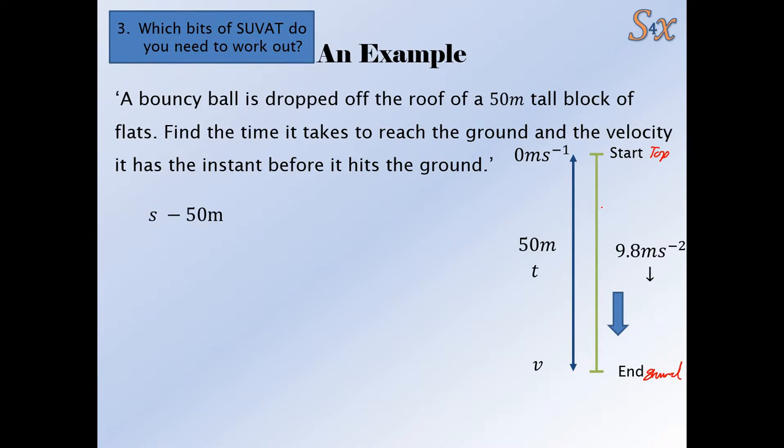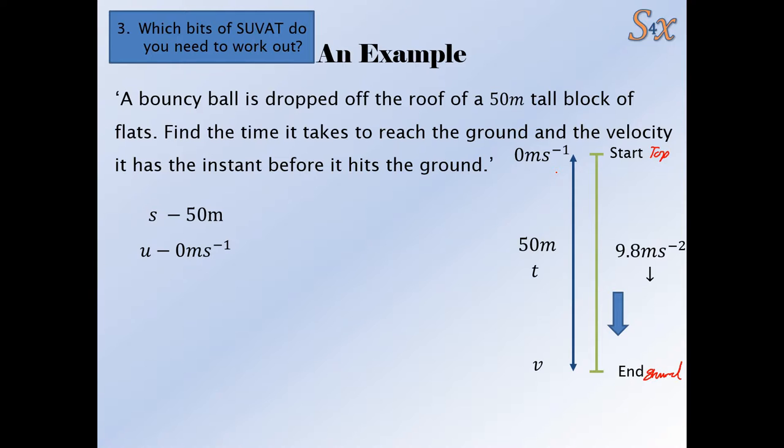Well, we know S is 50 meters, and because we're taking downwards as positive, S is going to be positive too because it's moving downwards. Okay, so S is going to be positive. If we'd taken upwards as positive, S would have to be negative 50 meters because the ball's actually moving downwards. So the signs get a little bit complicated.